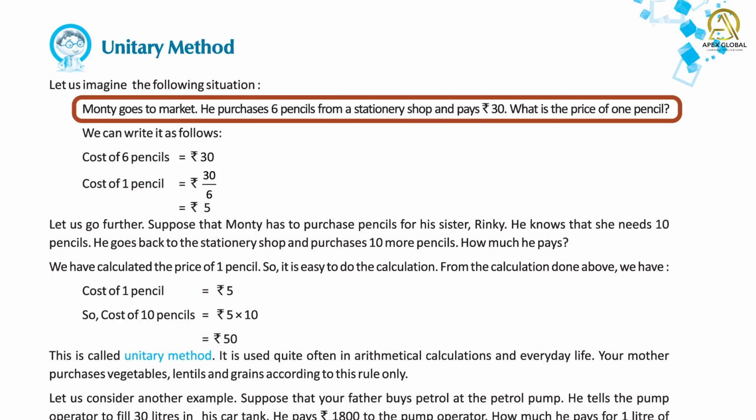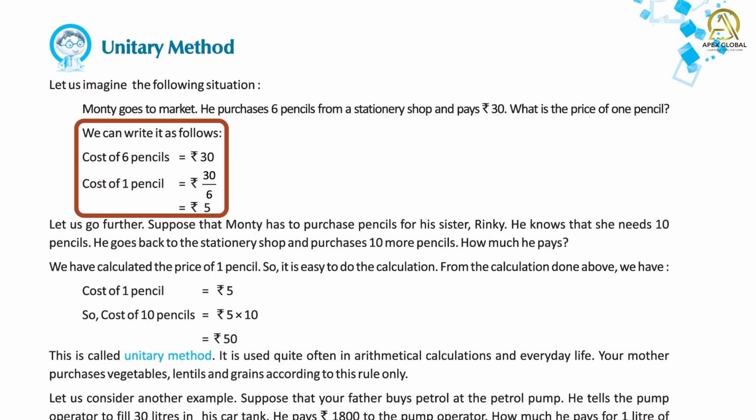Unitary method. Let us imagine the following situation. Monty goes to market. He purchases 6 pencils from a stationery shop and pays rupees 30. What is the price of 1 pencil? We can write it as follows. Cost of 6 pencils equals rupees 30. Cost of 1 pencil equals rupees 30 upon 6 equals rupees 5.